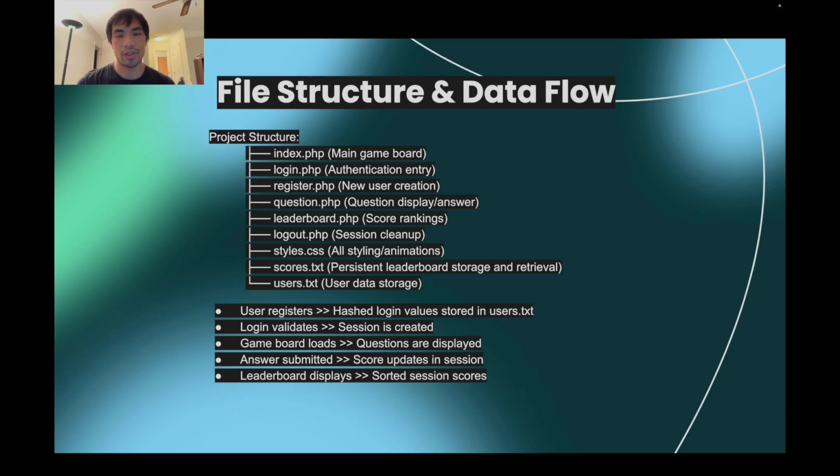Here is the file structure and data flow of the web app. We have index.php, login.php, register.php, questions, leaderboards, logout, styles, scores, users.txt. So index handles the main game board, login is authentication entry, register is new user creation, question is question display and answers, leaderboards for score rankings, logout for session cleanup, and styles is for stylings and animations.